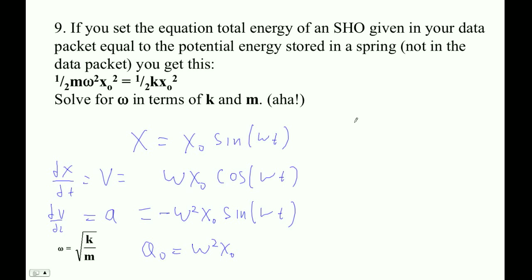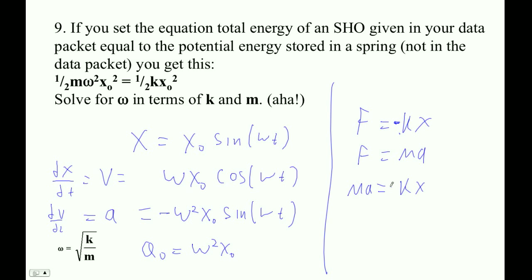And then if we go to force, if we go to dynamics, force is equal to kx. F also equals ma. So if we say ma equals kx, and really there's a minus sign here, then the acceleration is minus k over m x, and so the maximum acceleration would be, then, we take away that.